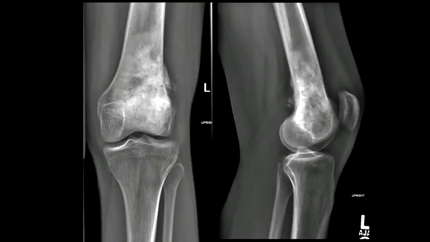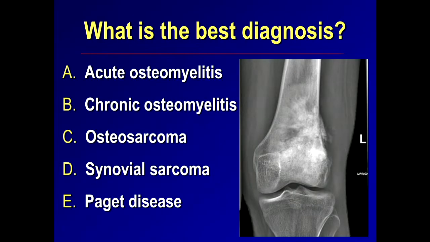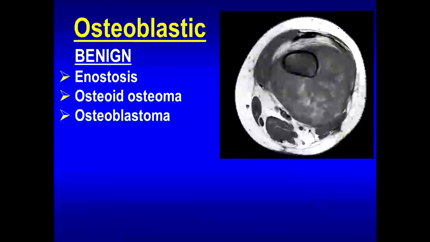Moving on to this case, what do you think? What's the best diagnosis? Would you say A, acute or chronic osteomyelitis, C, osteosarcoma, D, synovial sarcoma, or E, Paget's disease? Well, the correct diagnosis here is osteosarcoma. Note the sclerotic osteoid matrix with an aggressive periosteal reaction and an ill-defined zone of transition.